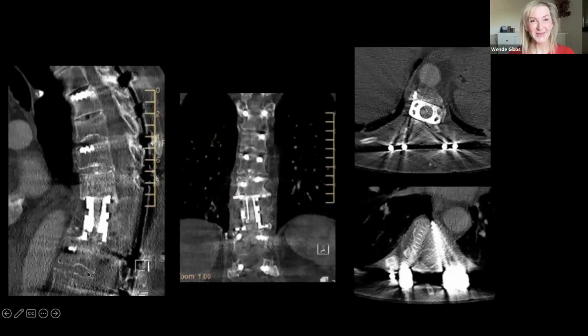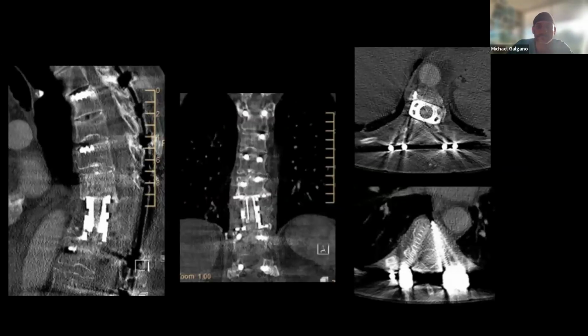Hey, can I ask you a question while you're pausing for me? Yeah, absolutely. This is what the post-op CT looks like. She just needed a chest tube, that to me seems like a pretty good outcome for that case.